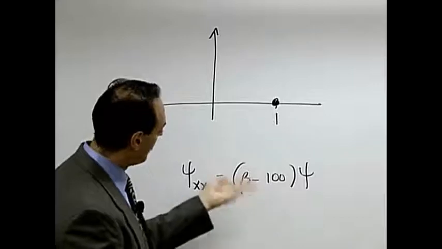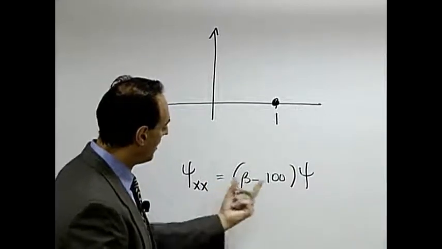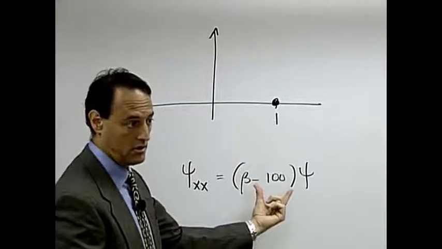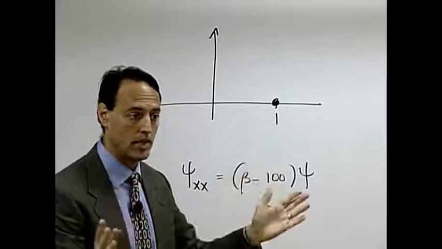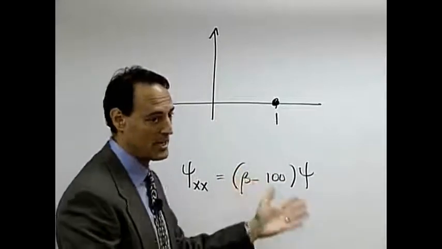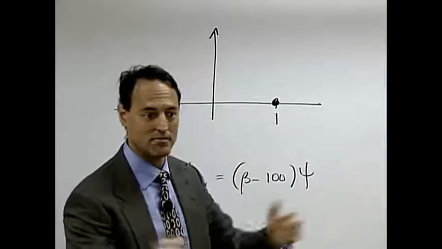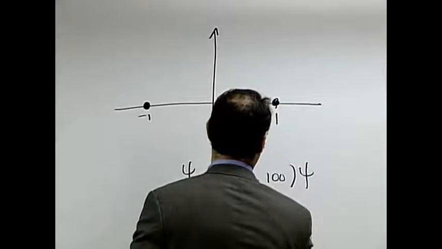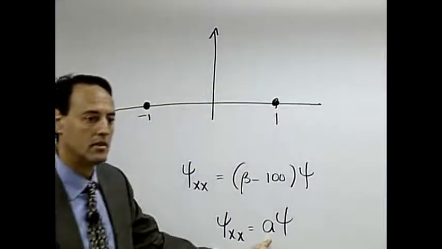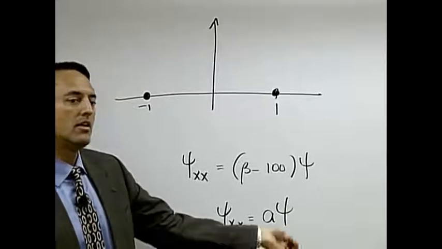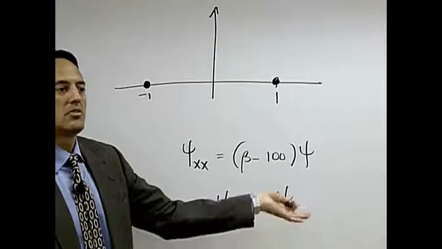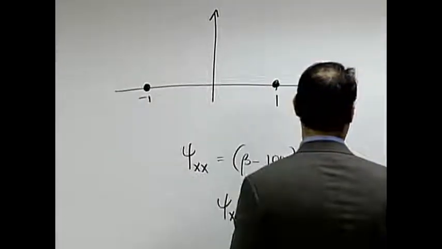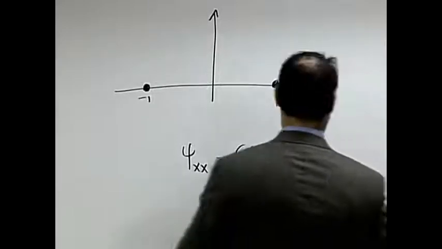So let's just try to ask a few questions about this thing. So 100 and beta, so this is another constant. And suppose beta is bigger than 100. So if beta is bigger than 100, then beta minus 100 is a positive number. So if you have something that looks like this, where a is positive, the solutions to this, anybody know what they look like? They're exponentials. So they are solutions like this, e to the plus or minus square root a x.